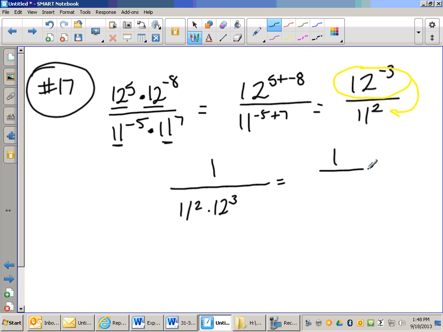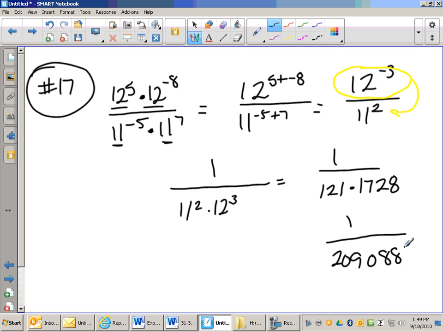So we have 1 over 11 squared is 121, and 12 cubed, if I can get my calculator going here, 12 cubed is 1,728, and then you would multiply those two values together, so your solution should be 1 over 209,088.